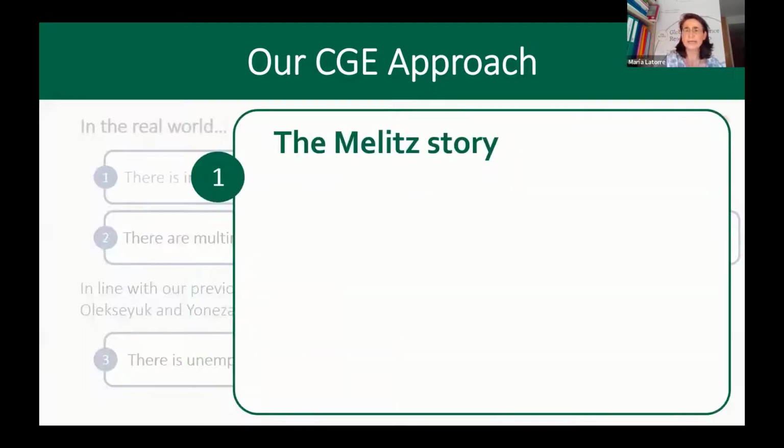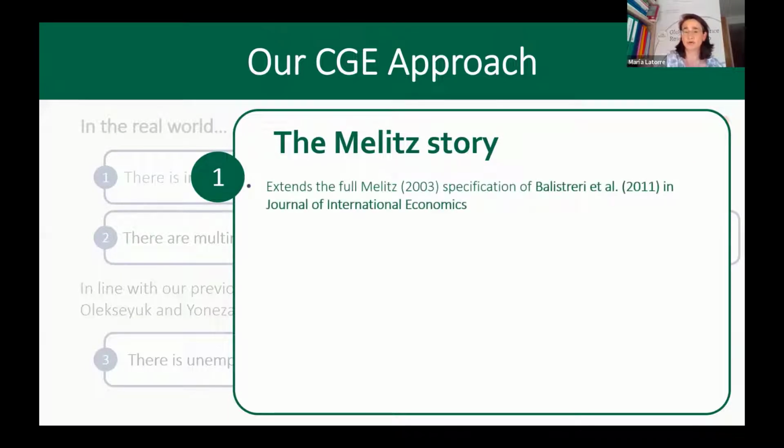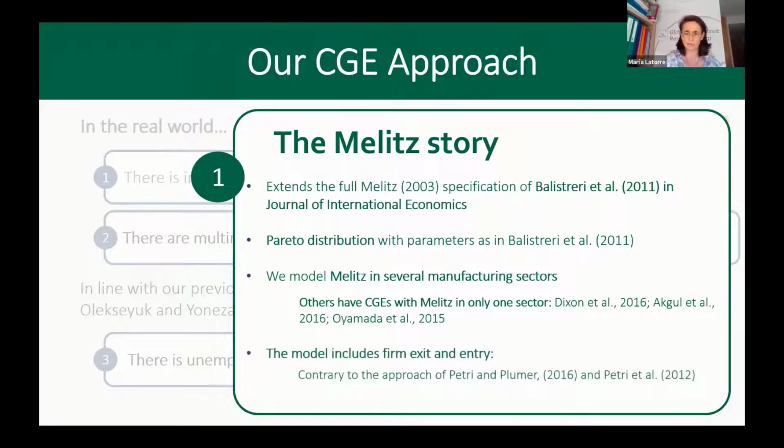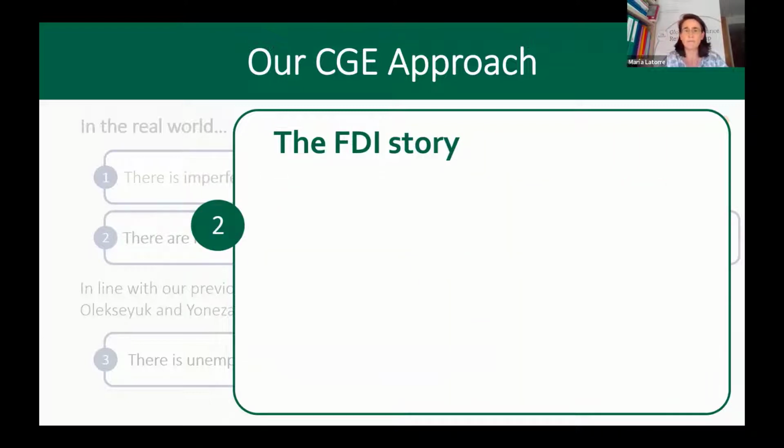Regarding Melitz, we use the approach of Balistreri, who is one of the ones that have included Melitz in a CGE framework. We use his Pareto distribution parameters. And therefore, we model Melitz in several manufacturing sectors, which sometimes can be problematic, but in 9 manufacturing sectors. And we also include important features of the original Melitz model, which has firm entry and exit, which is not always the case when Melitz is modeled in a CGE framework.